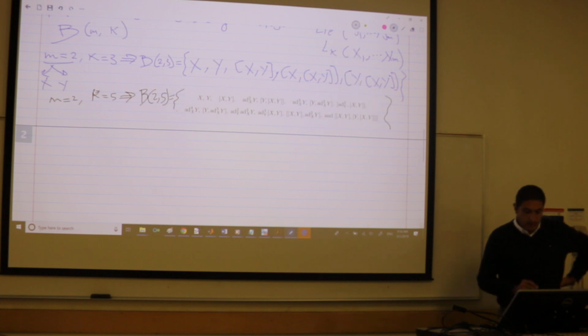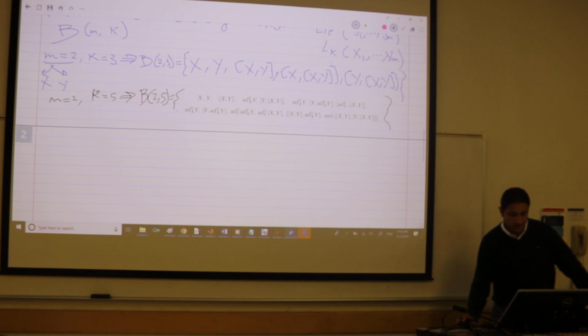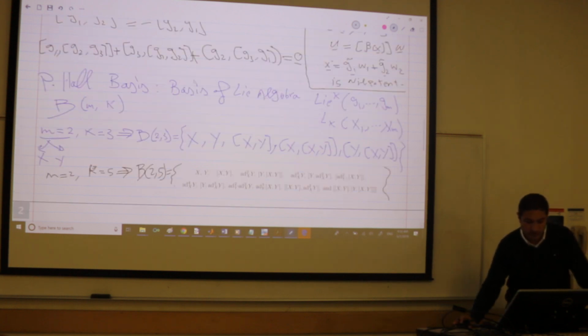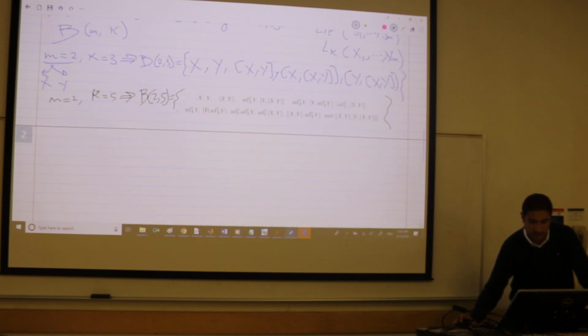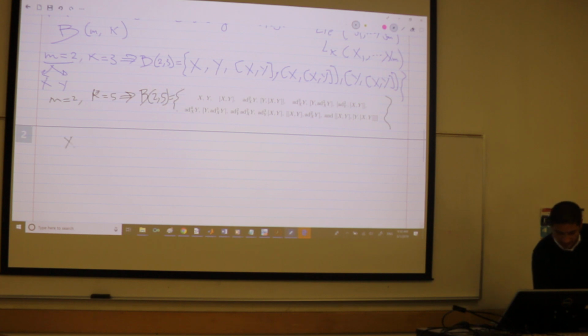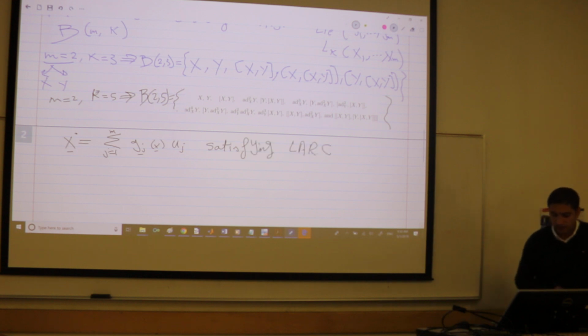So we got the P. Hall basis. Let's see how we can do the motion planning of this system, if it's nilpotent. So you have x dot equals summation j equals 1 to m of g_j(x) u_j. Obviously, this system must satisfy the LARC, otherwise we should go home. The LARC is necessary and sufficient for controllability here.